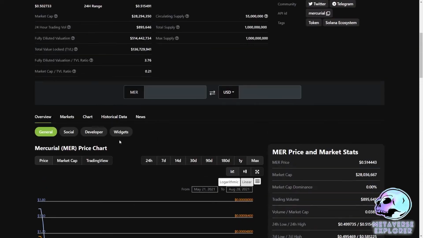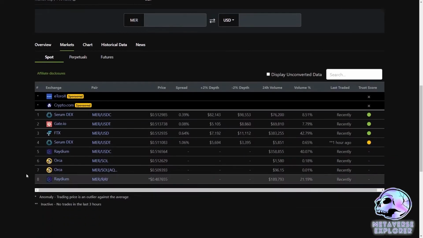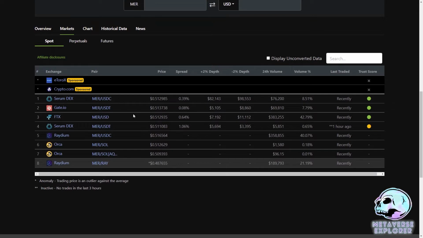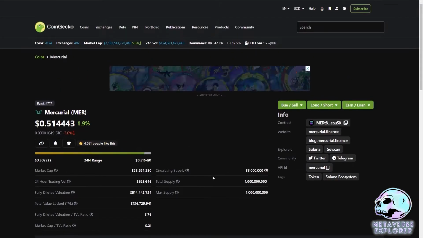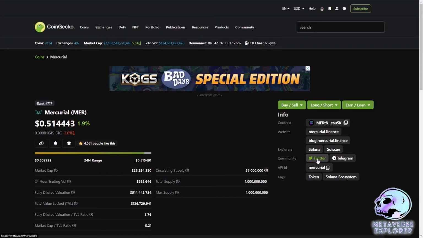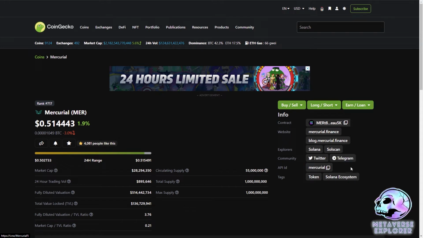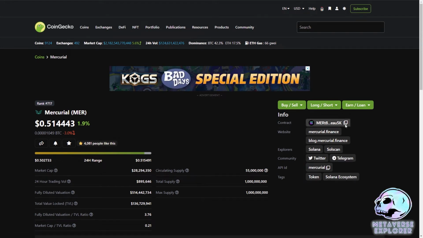Where can we get Mercurial if you want to buy it? There's a few places: Serum DEX at the moment on Solana, FTX, which is also Solana, you can get it on Raydium, and you can get it on Orca Exchange. All good. A few socials, you can go to Twitter over here, you can find their Telegram, and they have their Discord as well. But for now, let's go straight to the Mercurial site.